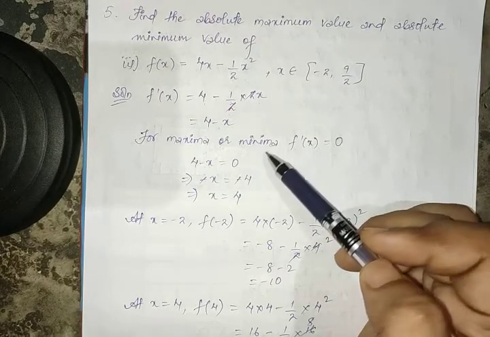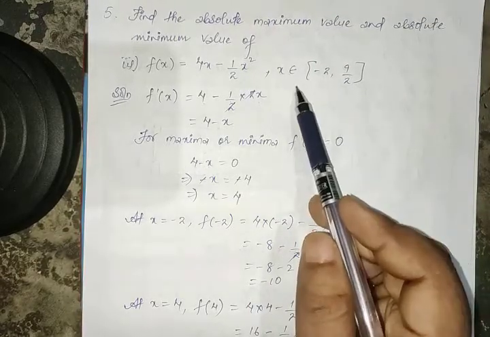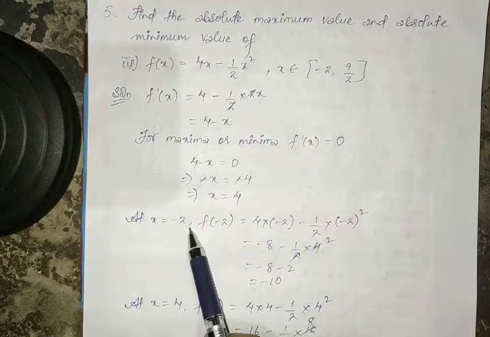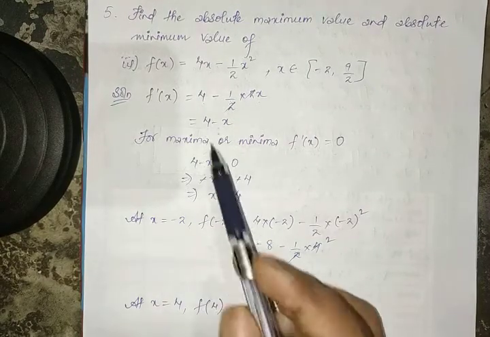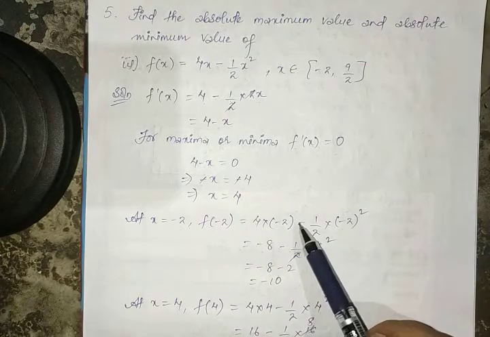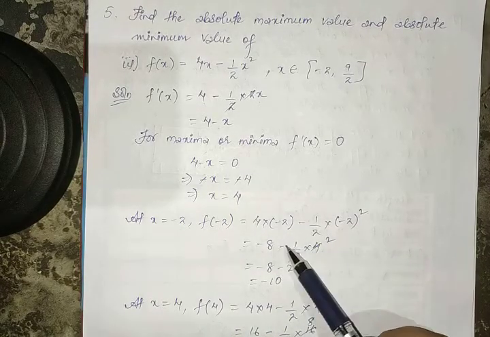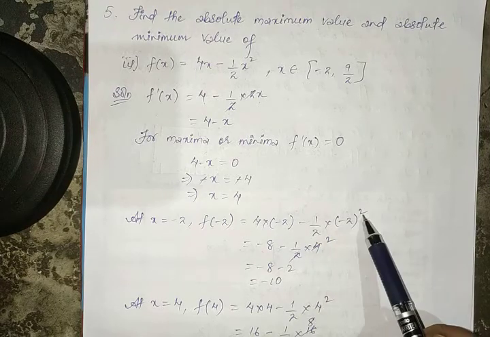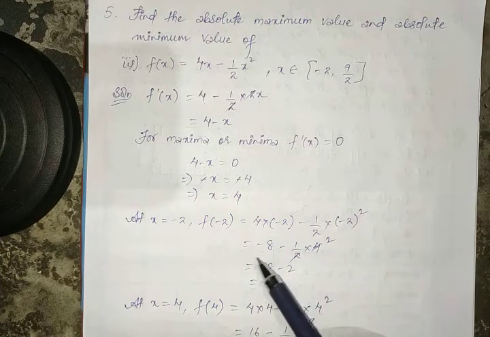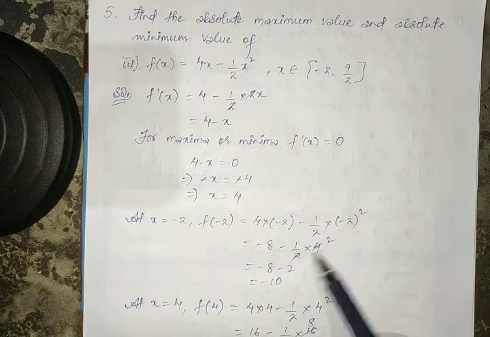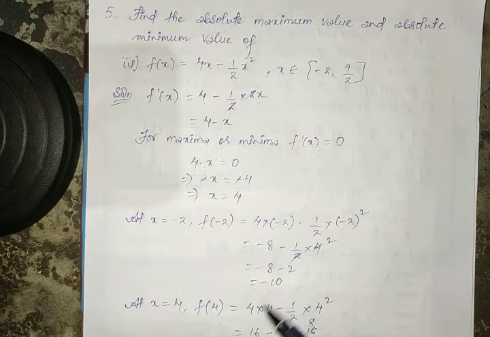So now we'll check one by one. Since we got 3 values of x, we'll check it one by one. So first we'll check for x = -2. At x = -2, we'll put in the function: f(-2) = 4 into -2 minus half into (-2) whole square. So 4 into -2 is -8, and minus half into (-2)² is plus 4, because here the power is even, so negative will become positive. So we'll get -8 minus half into 4. So here you can cancel 2 into 4. So we'll get -8 - 2, that is -10.